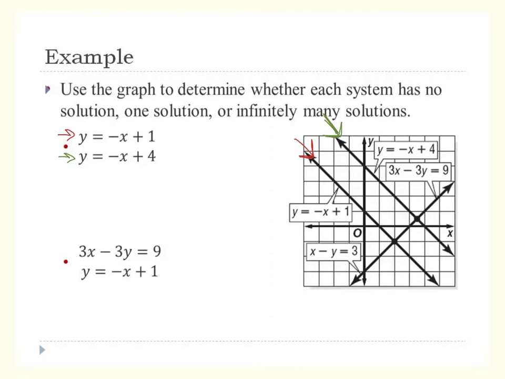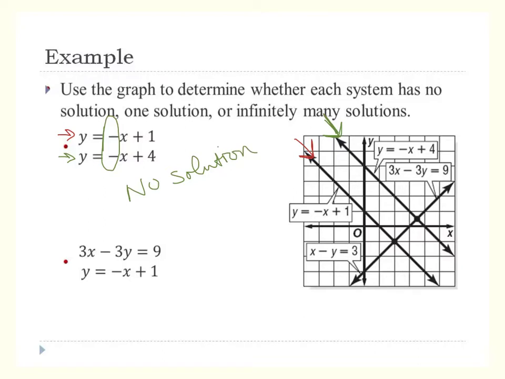They are parallel. How do you know they're parallel? You could find this out without even graphing it. They're parallel because they have the exact same slope. They each have a slope of negative 1. So they're parallel because they have the same slope, and if they're parallel, they're never going to touch, and they are going to have no solution.